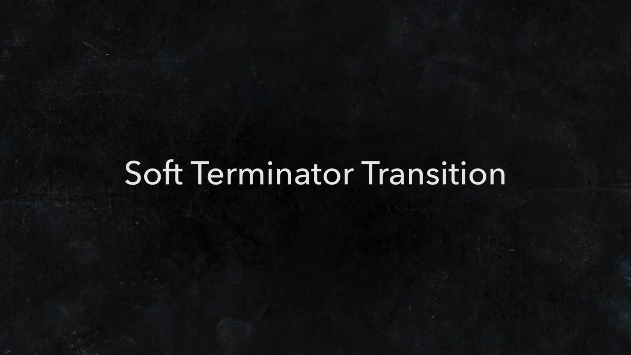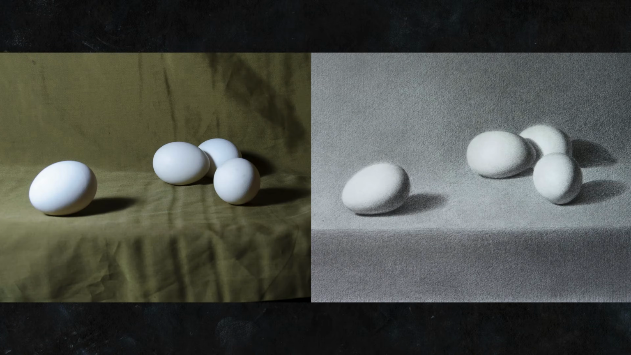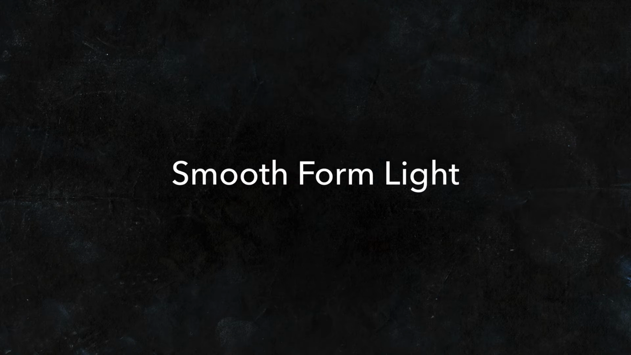Next, pay special attention to the transition at the terminator. In this example, you can see that the transition is a bit too sharp and abrupt. Softening that edge will create a much more volumetric shading effect. Here is an example with transitions in the dark halftone area at the terminator that are nice and soft. Related to this, make sure to create smooth transitions within the form light as well.